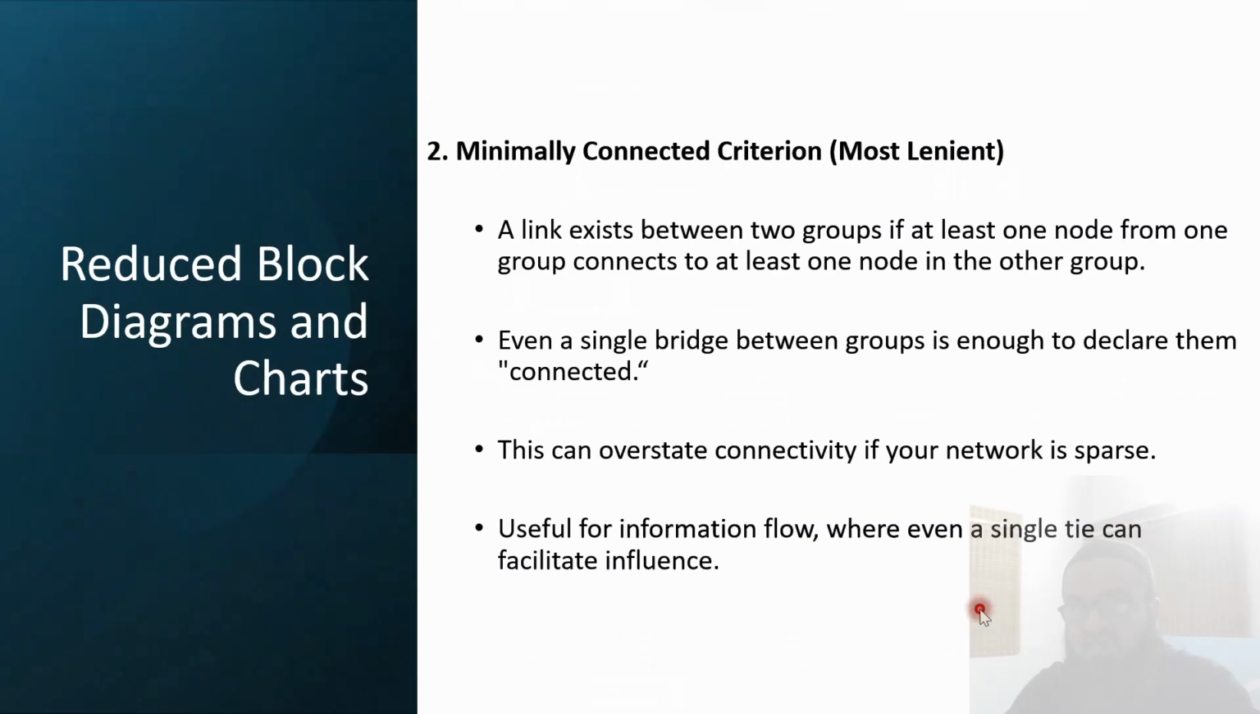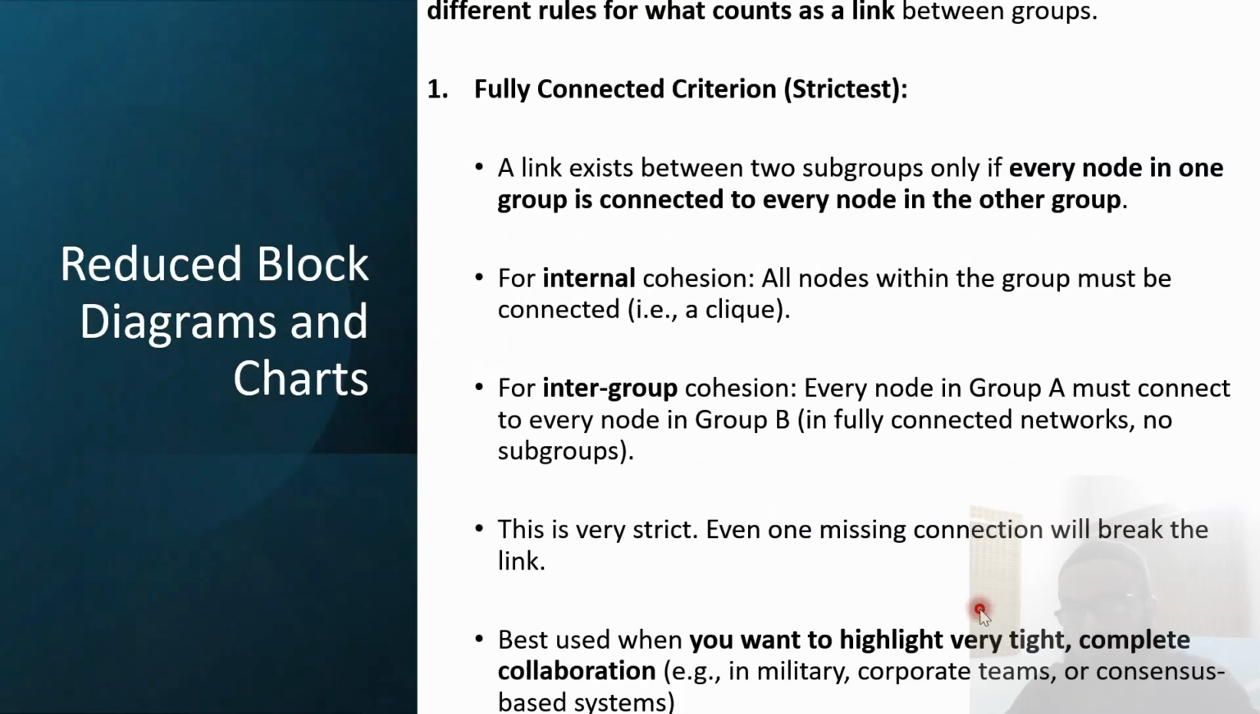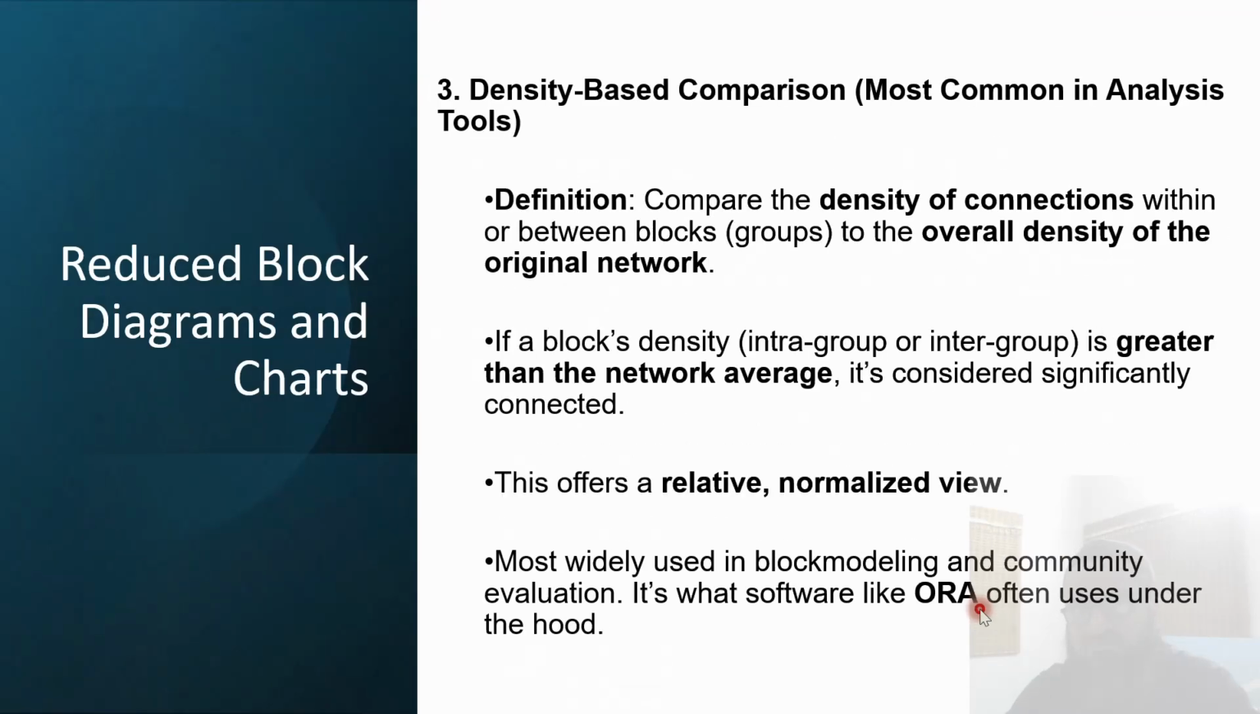So minimally connected can have weighted values, but the maximally connected can have just the binary one. Density-based comparison is the most common analytical tool. Here we compare the density of connections within and between the blocks with the overall density of the original network. If a block's density, intergroup or intragroup, is greater than the network average, it is considered significantly connected. This offers a relatively normalized measure.